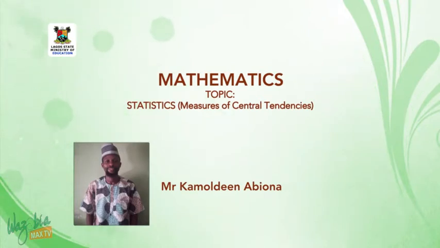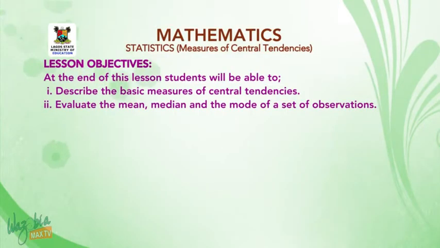Today's class shall be the first of the statistics series. So we shall be looking at the measures of central tendencies. What are the lesson objectives? Students will be able to: 1. Describe the basic measures of central tendencies. 2. Evaluate the mean, median, and the mode of a set of observations.